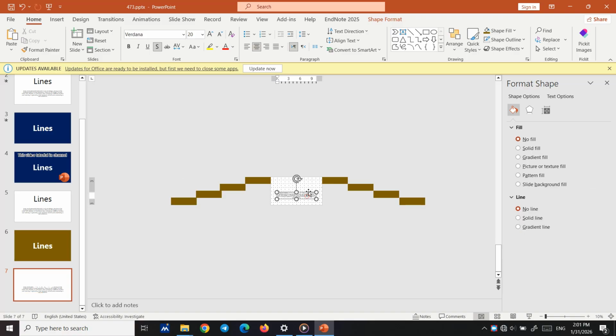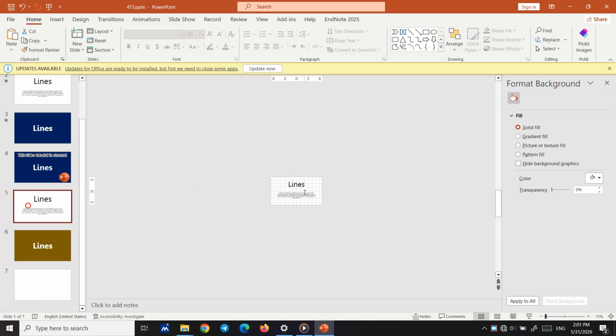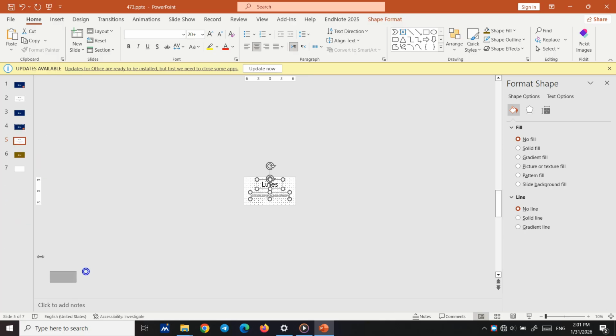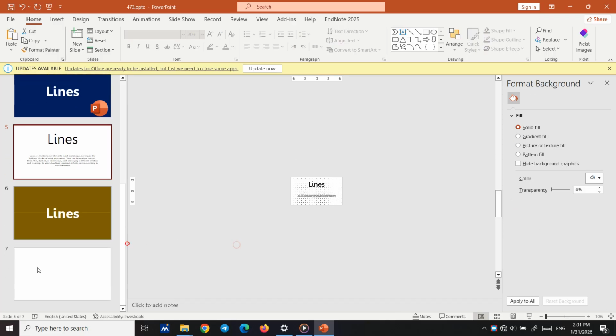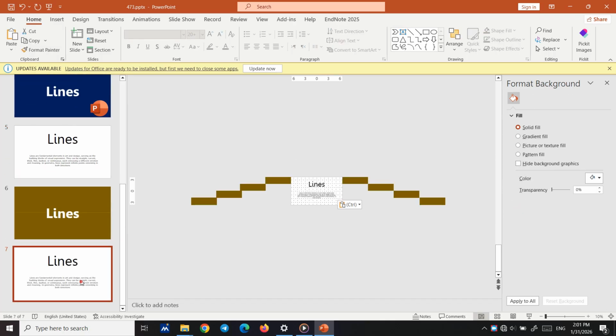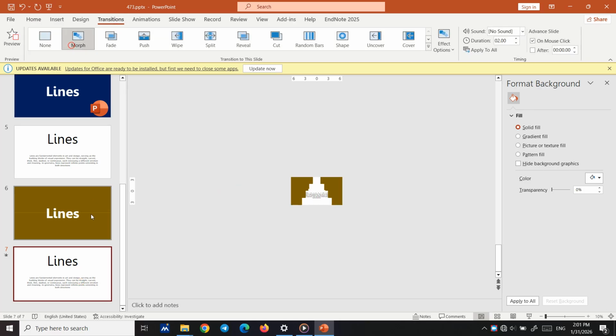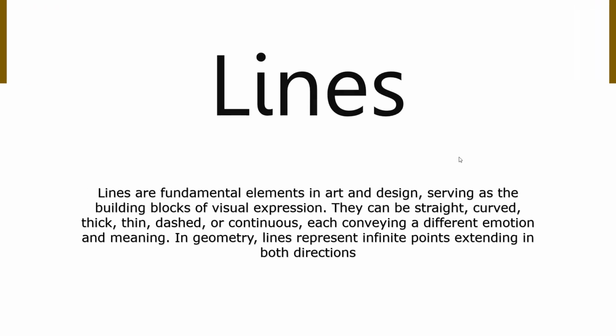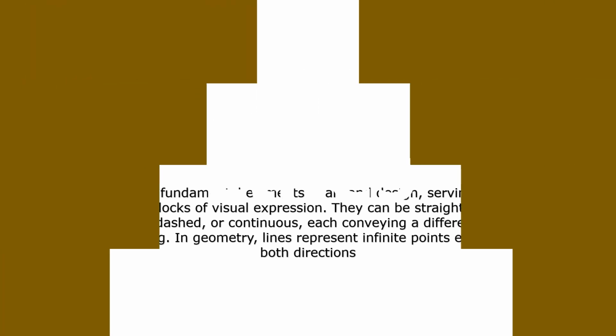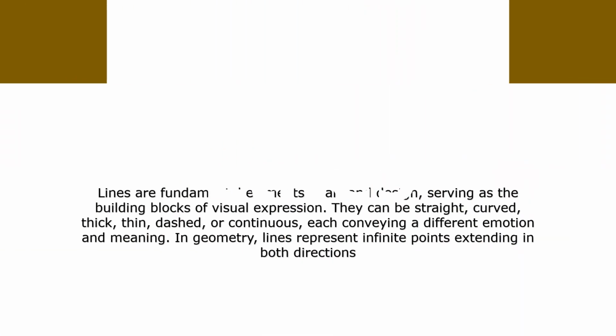Okay, it's done. Now we copy these 2 texts and paste them here and set the transition to Morph. Let's take a look. You see the effects are nice and everything looks perfect.